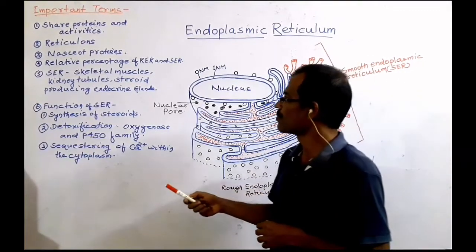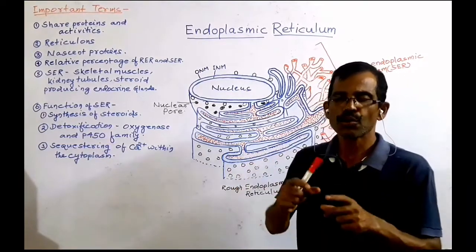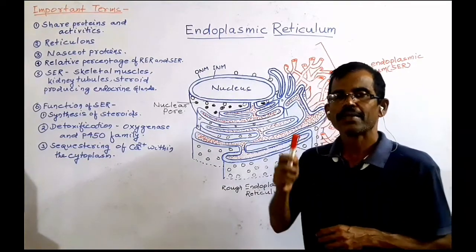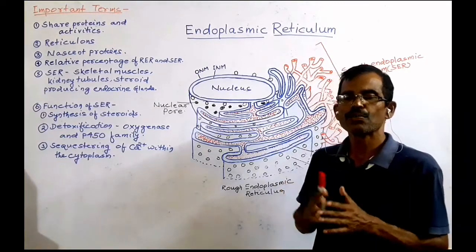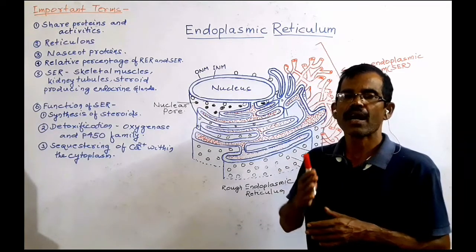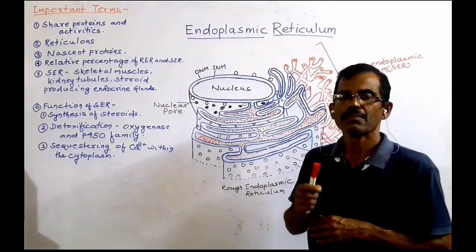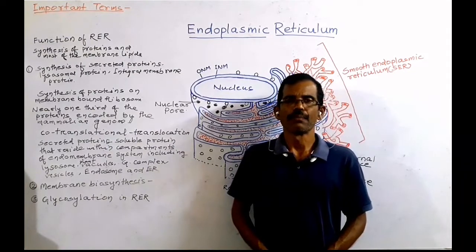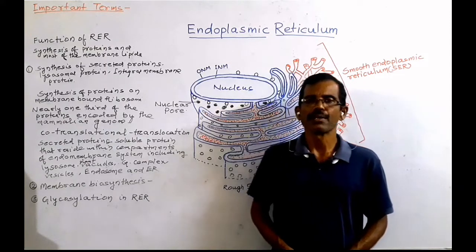Another function of smooth endoplasmic reticulum is sequestering or storage of calcium ion within the cytoplasm of cells. The regulated release of calcium ion from the endoplasmic reticulum of the cells of skeletal muscle and cardiac muscle, known as sarcoplasmic reticulum, triggers muscle contraction. Functions of rough endoplasmic reticulum. RER synthesizes a variety of lipids and proteins.